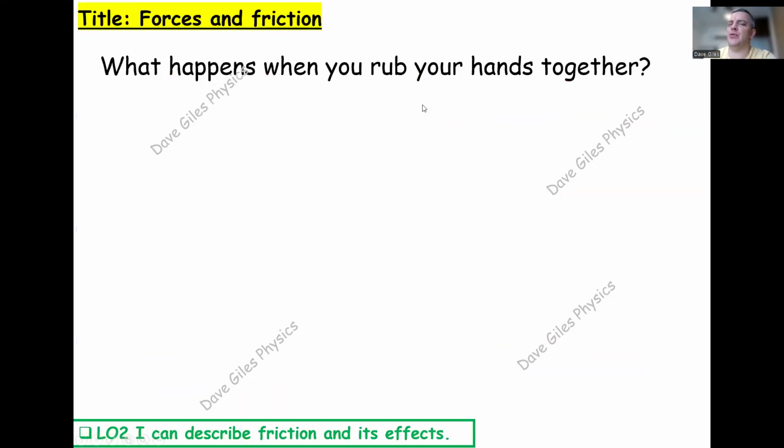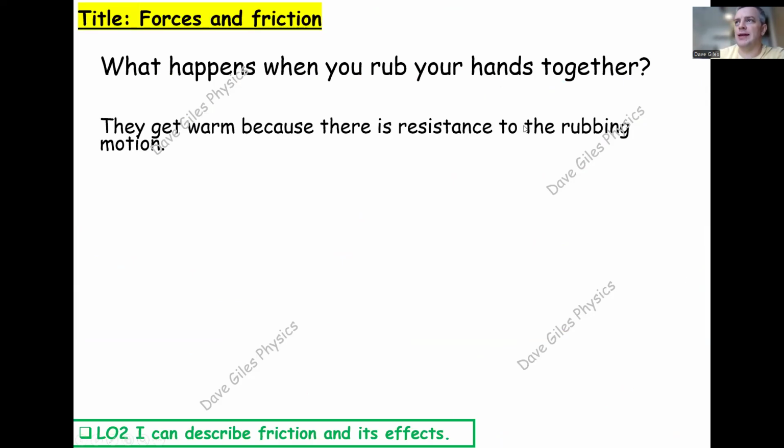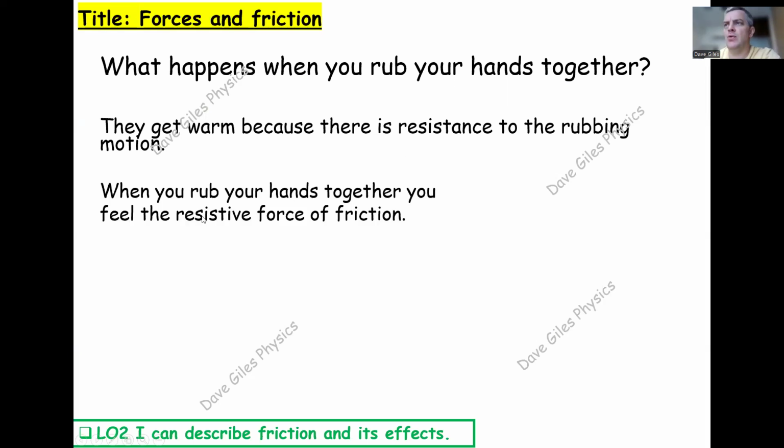So what happens when you rub your hands together? Try it yourself now, rub your hands together. What you'll probably feel is they start to get warm because there is resistance to the rubbing. So when you rub your hands together, you feel the resistive force of friction. And that is what this lesson objective is about: describe friction and its effects.